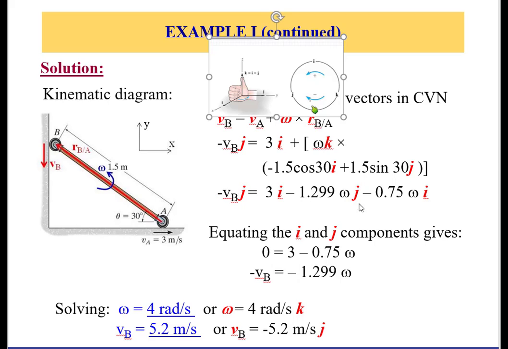And the second equation you extract from this vector is by comparing the i component. Nothing on the left, zero, equal to 3 minus 0.75 omega. So in the first equation you obtain omega, and then you substitute that value in the second to obtain the vB. That's going to give you omega equal to 4 radians per second, and that's going to be in k, because we know it's in k. And vB, we know it's going downward in j. That's the velocity.